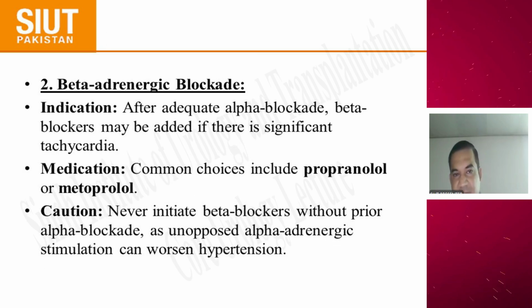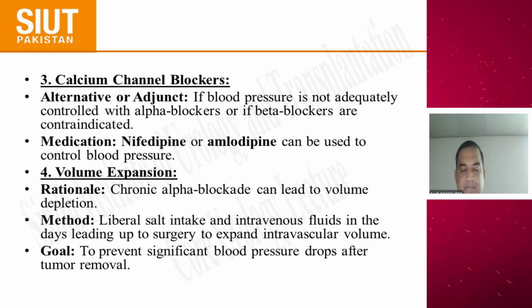The second drug is beta-adrenergic blockade. It is indicated after adequate alpha blockade. Beta blockers may be added if there is significant tachycardia. Medication: common choices include propranolol or metoprolol. Never initiate beta blockers without prior alpha blockade, as unopposed alpha-adrenergic stimulation can worsen hypertension. Calcium channel blockers: if blood pressure is not adequately controlled with alpha blockers or if beta blockers are contraindicated, then use calcium channel blockers. Medication includes nifedipine or amlodipine.